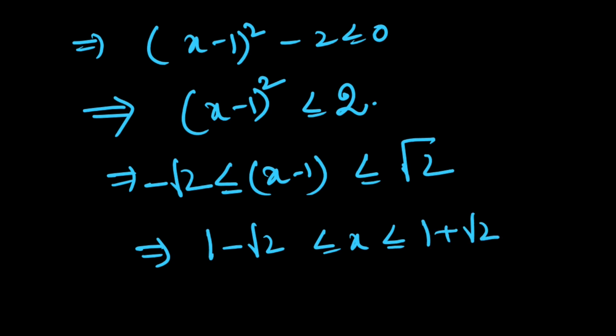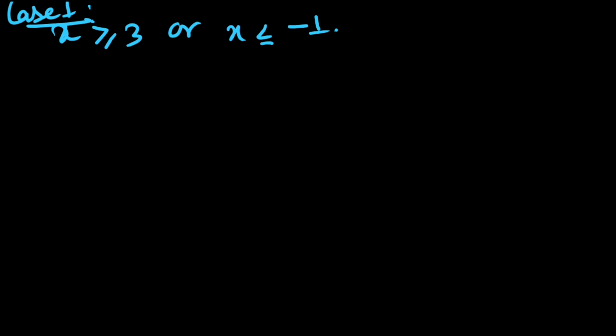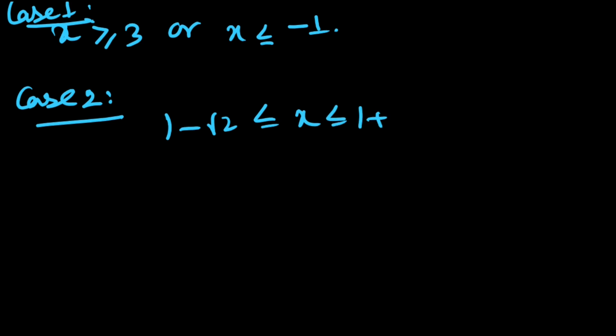So for any number, suppose x square lesser or equal to a, that means x lies between minus root a less equal to x less equal to root a. Therefore from case 2 we got x lies between 1 minus root 2 and 1 plus root 2. So from both cases we got the values. From case 1 we got x greater or equal to 3 or x lesser equal to minus 1, and from case 2 we got 1 minus root 2 lesser equal to x lesser equal to 1 plus root 2.